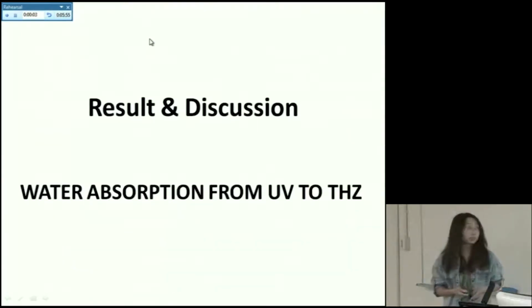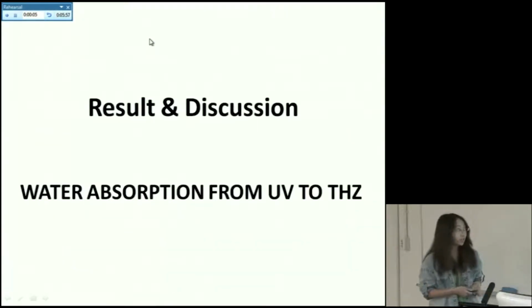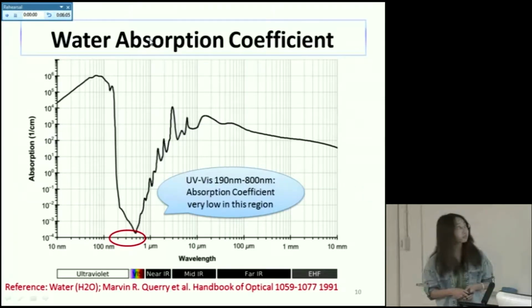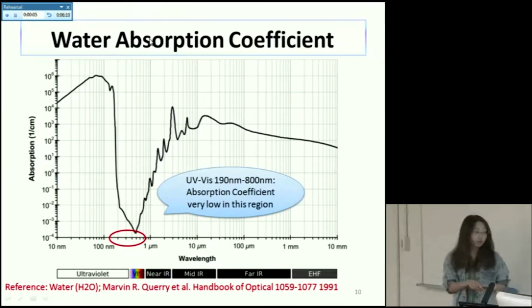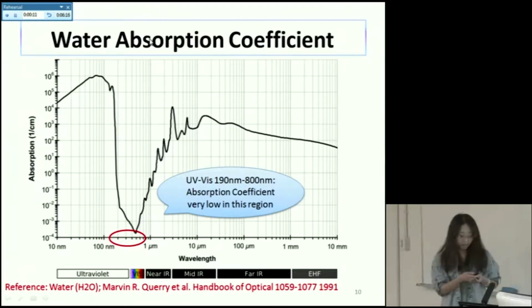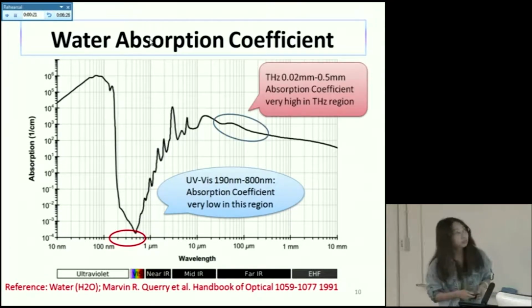Now I will show you some results and discussion. First is the fundamental part of my research, which is water absorption from UV to the terahertz region. This is the water absorption coefficient I obtained from the reference listed here. From this reference, we can see that in the UV and visible region, the absorption coefficient of water is extremely low, and in the terahertz region, the absorption coefficient is very high.